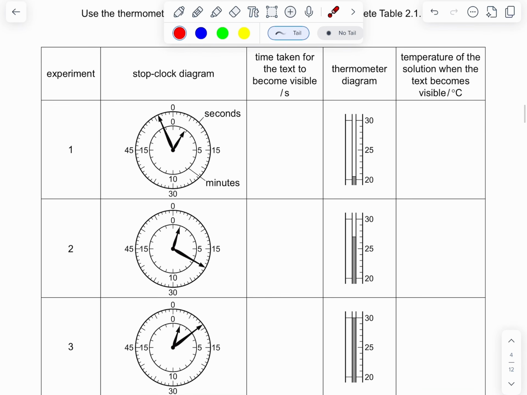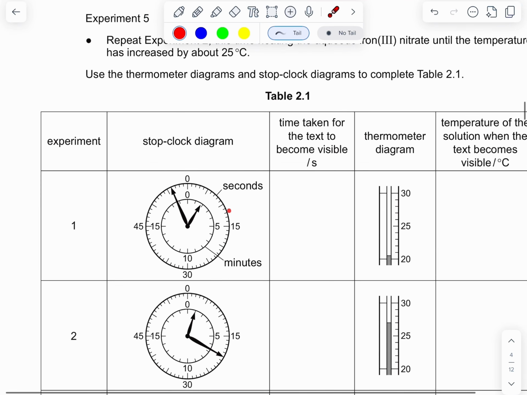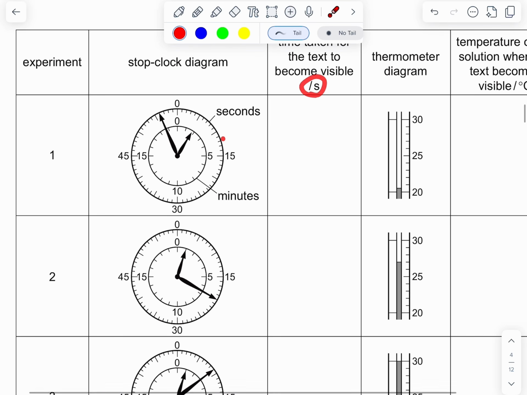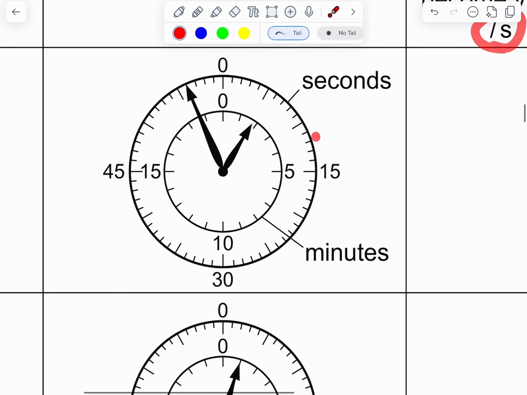So here's the stop clock or stopwatch. The inner circle is the minutes and the outer circle is the seconds. So we want to say the answer in exact seconds. Let's look at the first situation. The first situation is that it is past 1 minute, right? It is past 1 minute.